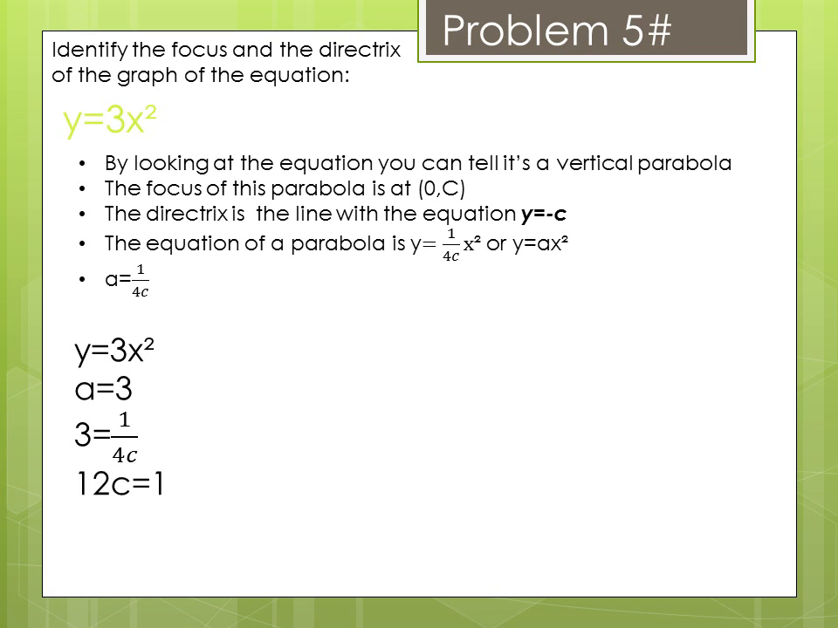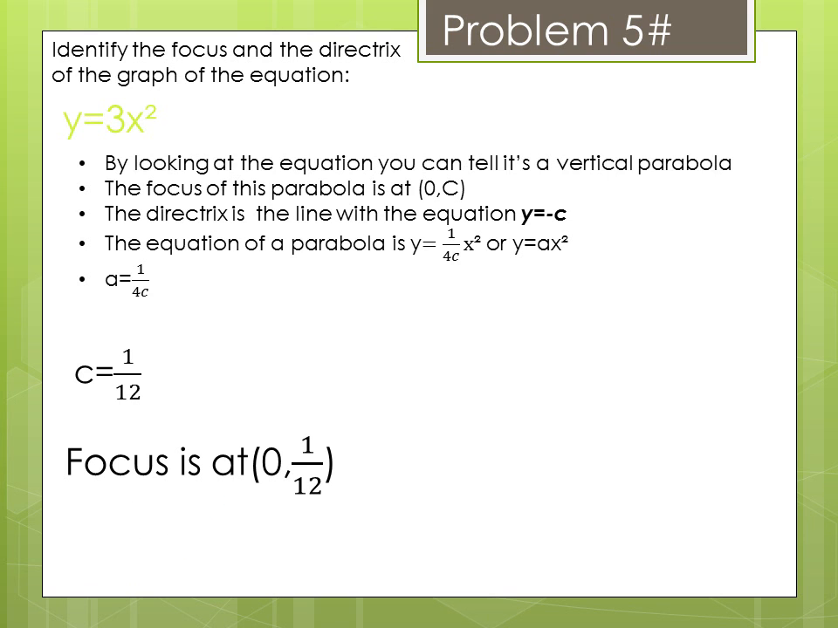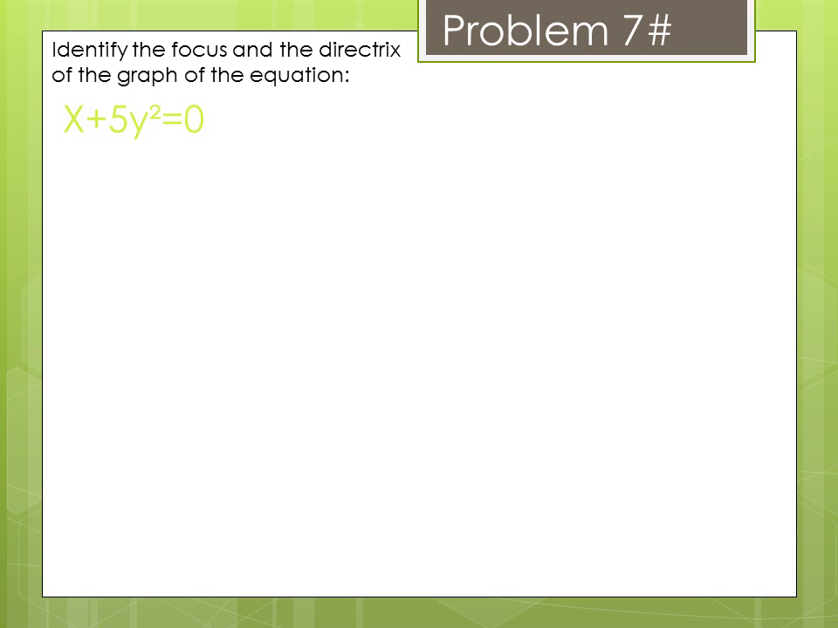By multiplying by 4c, you get 12c is equal to 1. And then by dividing by 12, you get c is equal to 1 over 12. So in this equation, the focus is going to be at 0, 1 over 12. And our directrix will be at y is equal to -1 over 12.